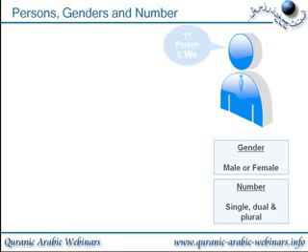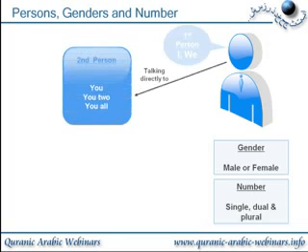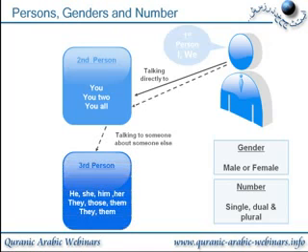Person means we're talking about ourselves, so this will either be I or we, depending on the number of people talking about ourselves. Second person is when you're talking directly to someone, so that's when you would say you, you two or you all. And the third person is when you're talking to someone about someone else, so you would say he, she, him, her, they, those, them. Okay, so we've got there the gender, the number, and the person.